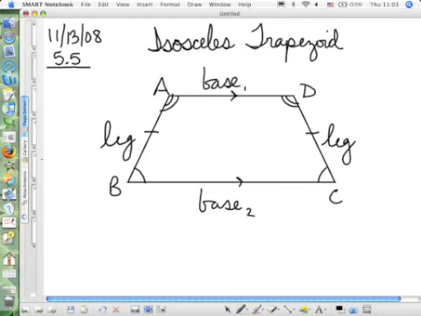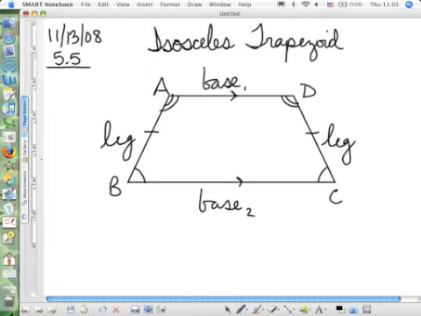And those are called alternate... no, they're not. Same side angles. Same side interior angles, and they're supplementary. So that means angle D and angle C would also be supplementary. Yes. Do they have trapezoids and isosceles? Yes. And we'll look at some pictures of some.